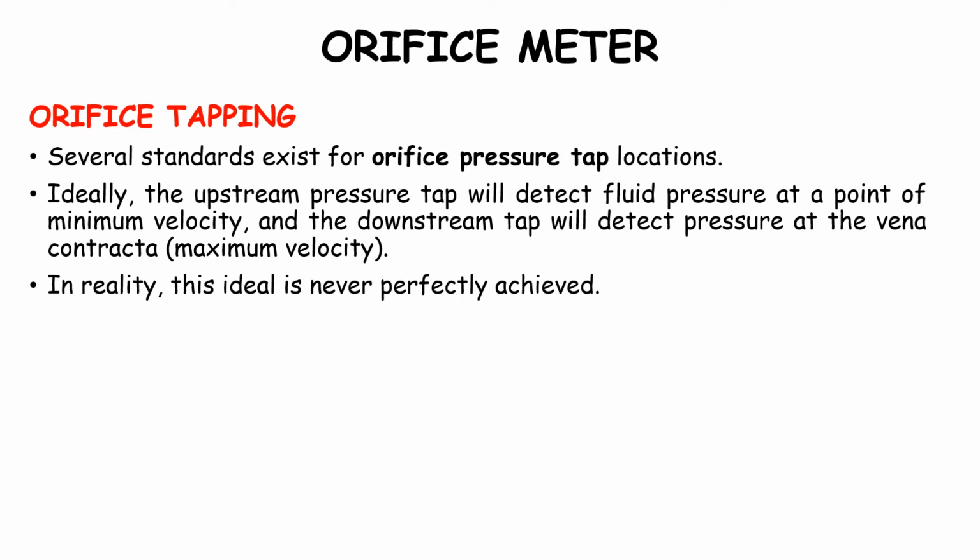There are several standard orifice pressure tap locations. Ideally, the upstream pressure tap will detect the fluid pressure at a point of minimum velocity, and the downstream tap will detect pressure at the vena contracta, which is the maximum velocity. In reality, this ideal is never perfectly achieved. We'll discuss the vena contracta by showing the diagram shortly. Now, the first type of tap we're going to see is the flange tap.